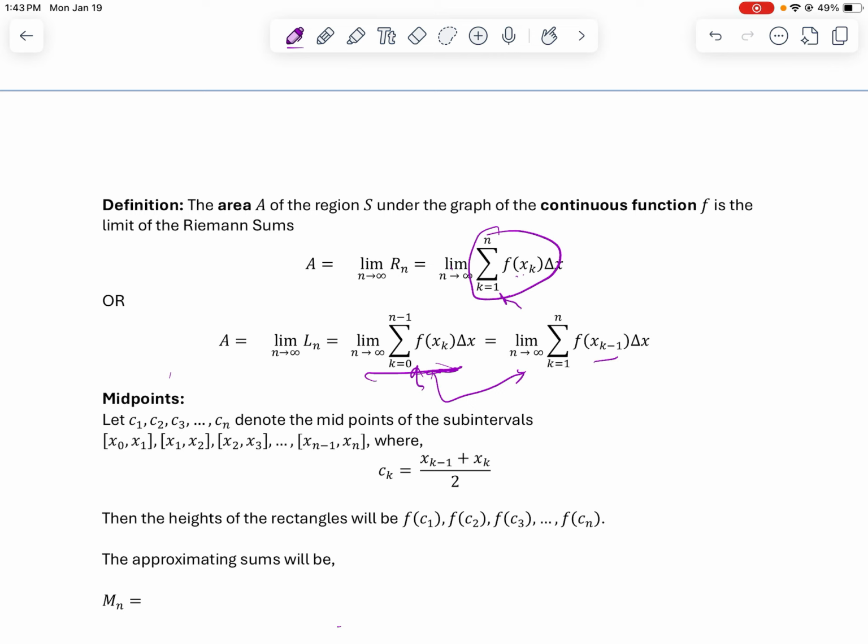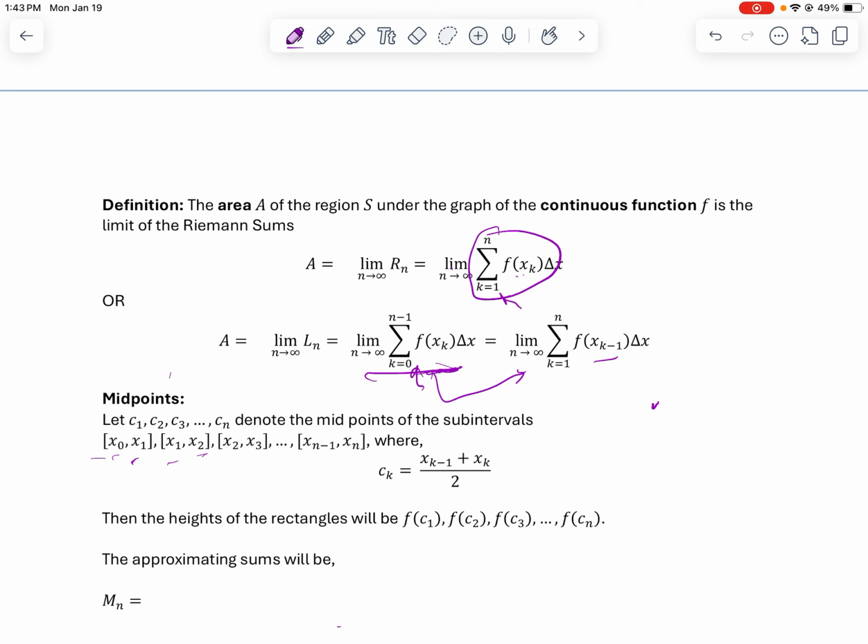Now we could also do this approximation by finding the areas of the rectangles and adding them up when our height is taken at the center or at the midpoint of the interval. So first we find the midpoint of each interval. Remember, we had n intervals with endpoints x0, x1 for the first one, x1, x2 for the second interval, x2, x3. These are the endpoints. So now we want to find the midpoint.